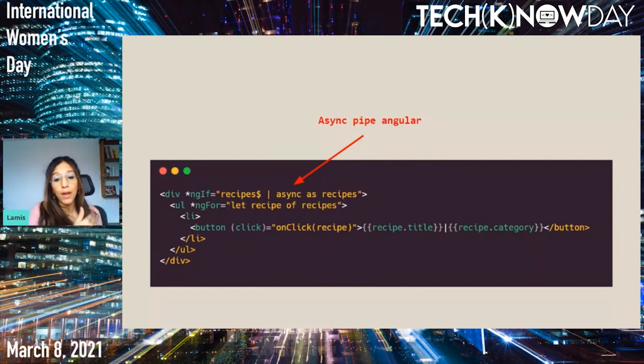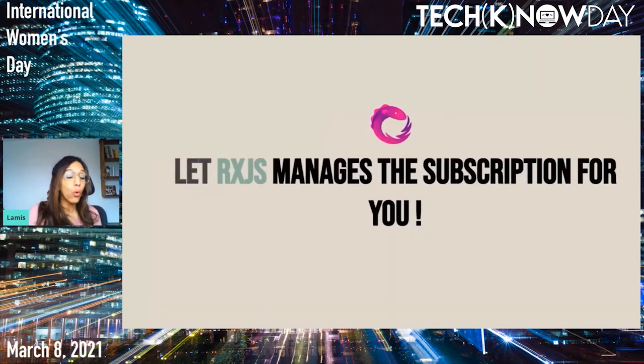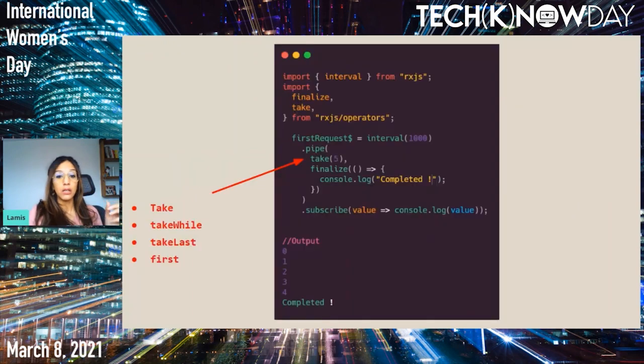So you can let Angular handle the subscription for you by using the async pipe, or let RxJS manage the subscription for you. Again, this depends on the use case, okay?